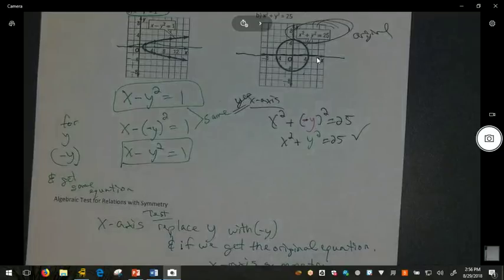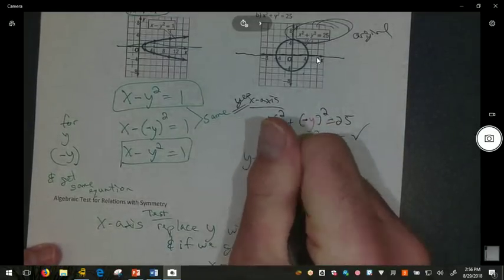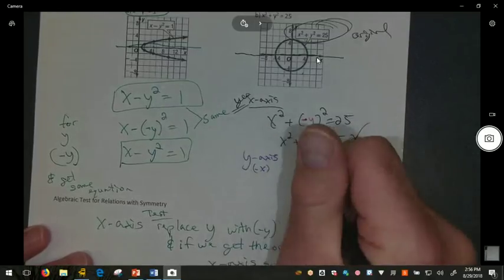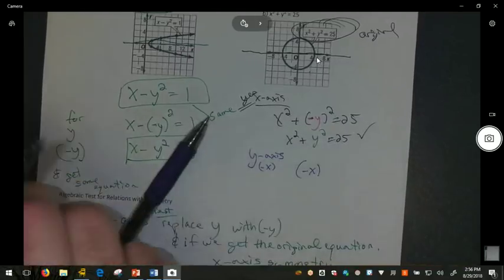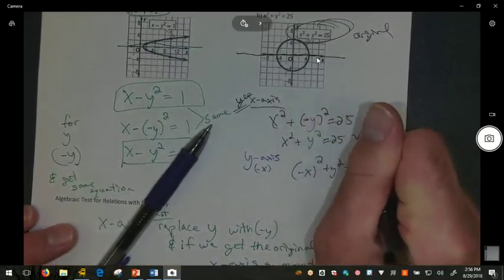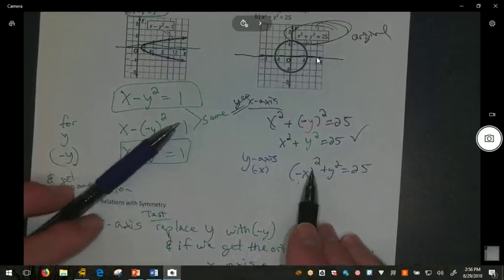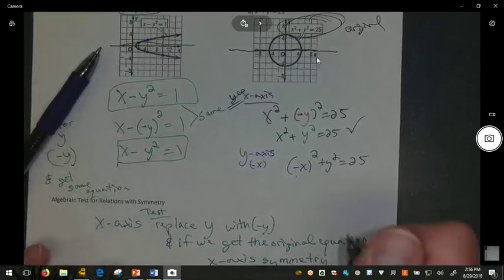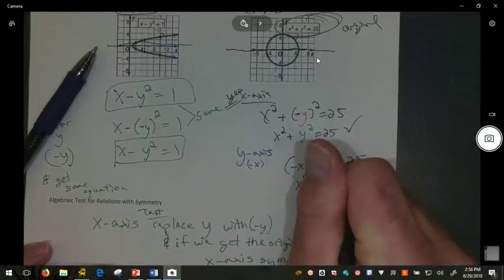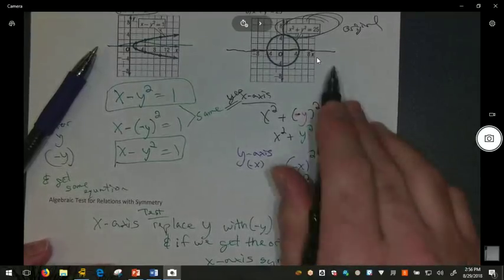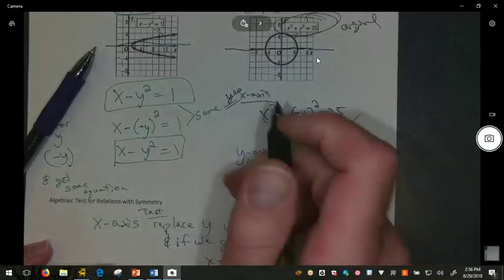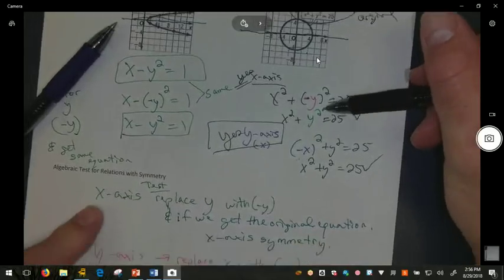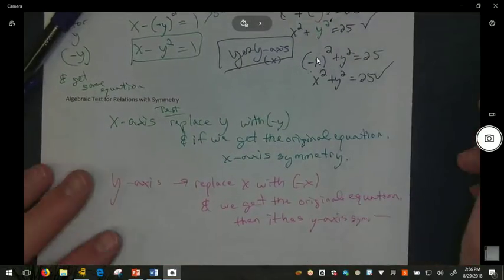Next, I'm going to test for y-axis symmetry. To test for y-axis symmetry, we plug in the opposite of x. So I have the opposite of x, squared, plus y squared equals 25. Whenever I raise a negative to an even power, I'm going to get a positive. If I raise it to an odd power, then it would stay negative. So this is positive x squared plus y squared equals 25. Since it matches the original equation, I can say yes, this has y-axis symmetry. These are the algebraic tests for x and y-axis symmetry.